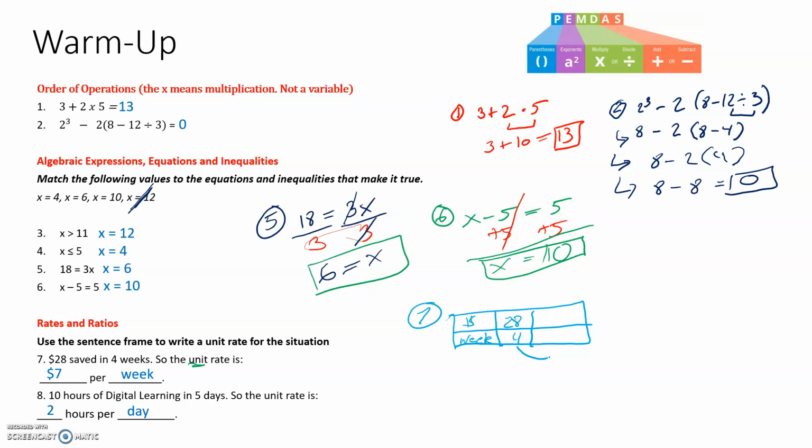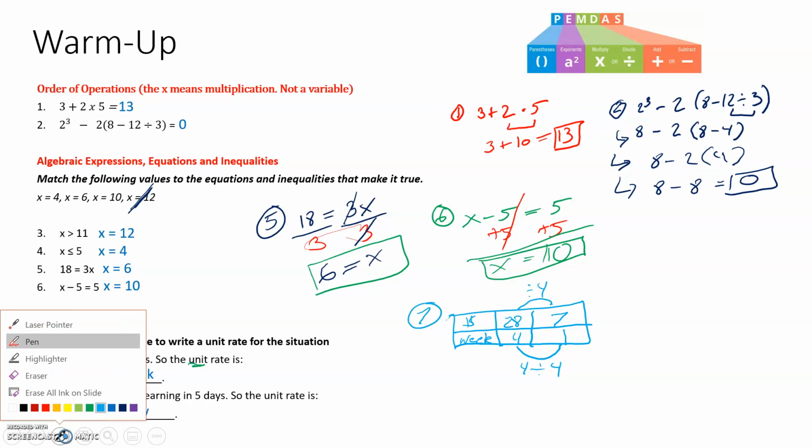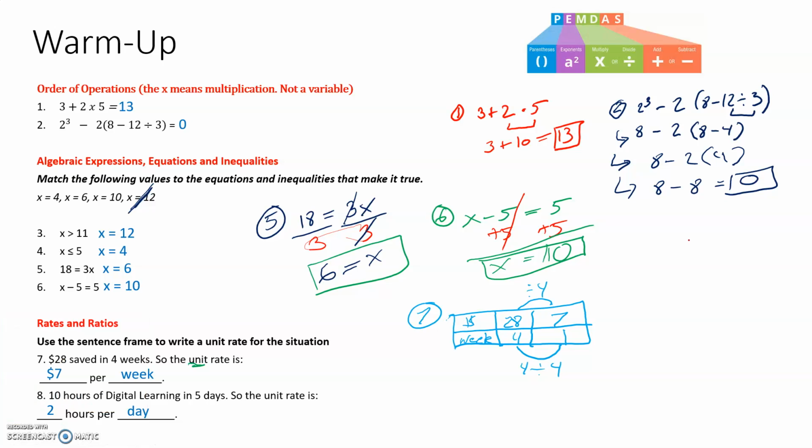To get your unit rate, divide whatever number you want as a unit by itself. So 4 divided by 4 is 1, and the same thing on top: 28 divided by 4 is 7. So let's write $7 per week. All right, number 8. I'm going to do the same ratio table. I know it's not the only way to do it, and probably not the easier way, but these tables really help with a lot of ratio problems, some more complex.